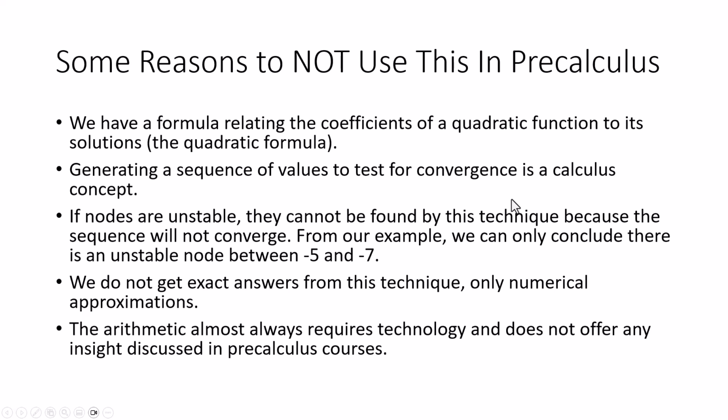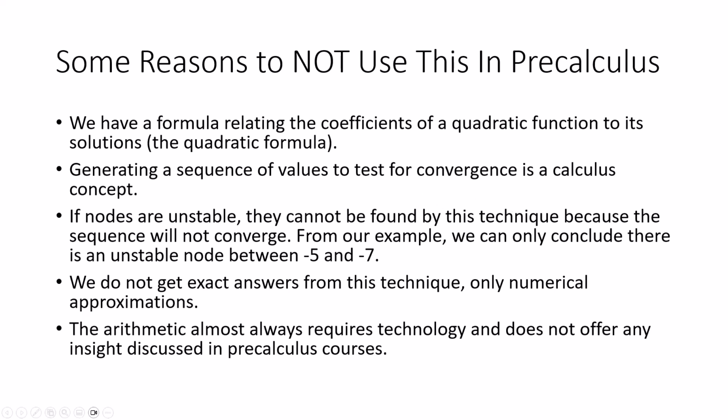So this is the reason why we don't do such things in pre-calc: for quadratics, we have the quadratic formula that's guaranteed to give us both of the answers. Generating a sequence of values to test for convergence is a calculus concept, not a pre-calculus concept. If you are using these cobweb diagrams, you might be able to determine if one of your nodes is stable and the other one is unstable. And if it's unstable, it means that you're never going to get to it. You would never find it by this technique. It would always diverge away.